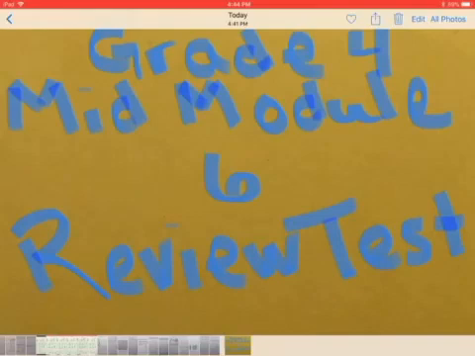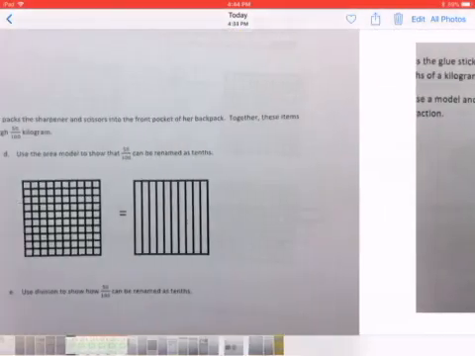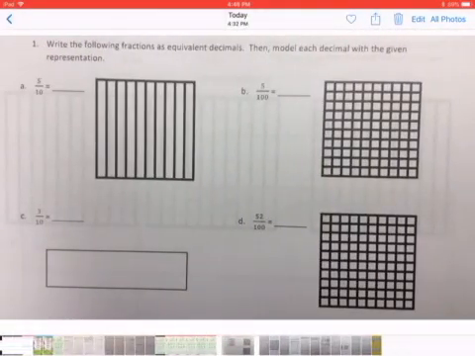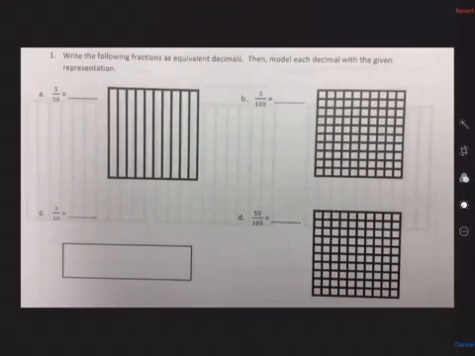Grade 4, Mid-Module 6, Test Review. And here we'll start with number 1. Number 1, write the following fractions as equivalent decimals, then model each decimal with the given representation.